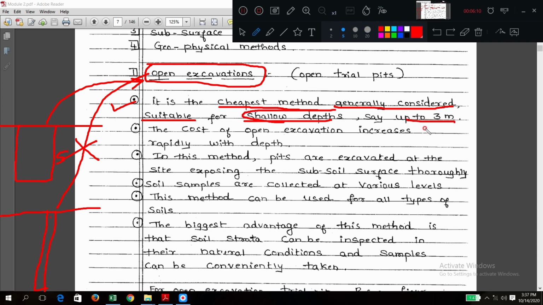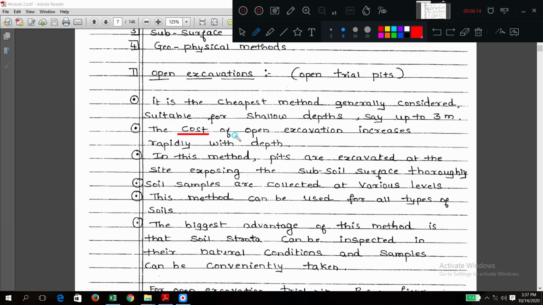Is it okay? Second point: the cost of open excavation increases with the depth. For 1 meter depth maybe 100 rupees, for 2 meter depth maybe 1000 rupees. Like this, the cost of excavation is going to increase rapidly.